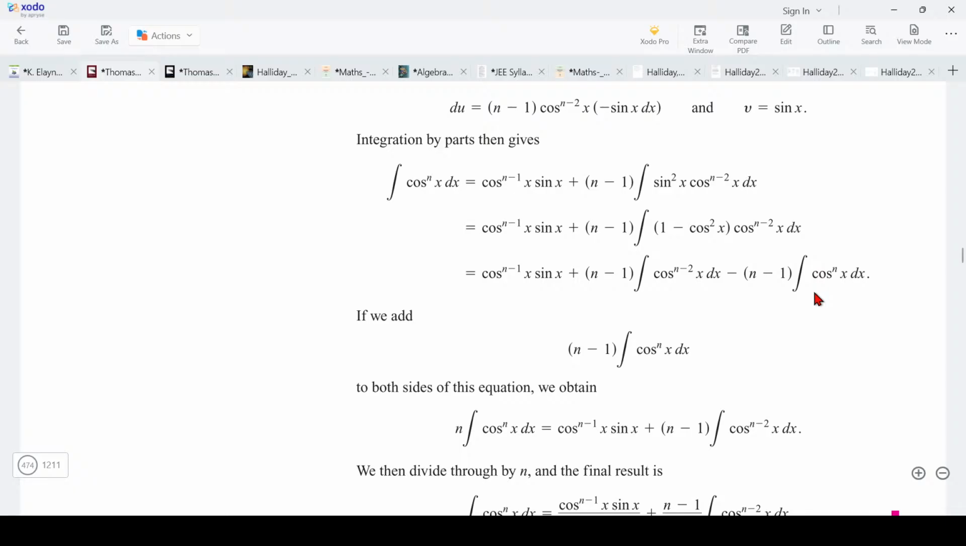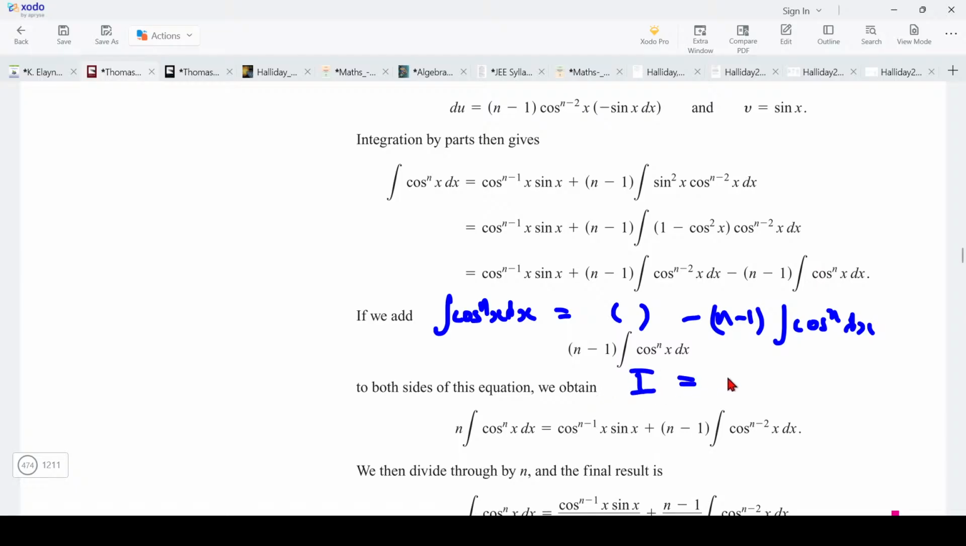Sir, so we take n minus 1 also to the other side. Yes, of course. So this one, integral of cos power n x dx equals something minus n minus 1 into again integral of cos power n dx, right? Yes, sir. Okay, so basically I equals something minus n minus 1 into I. Let's say this I is this integral.